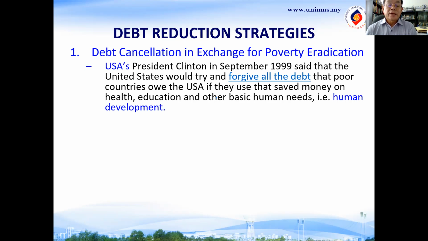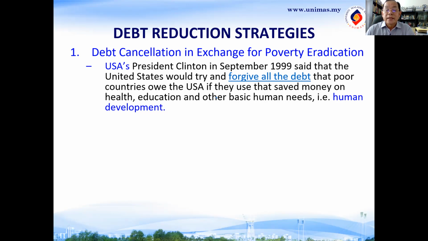So it has to be a debt cancellation, yeah. Cancel debt, cancel hutang tadi lah maksudnya, ya. So for example, under President Clinton, in 1999, the president said that the United States would try and forgive all the debt that poor countries owe the United States if they promise to use that saved money, uang yang sepatutnya digunakan untuk membayar hutang, tetapi that money can be saved.